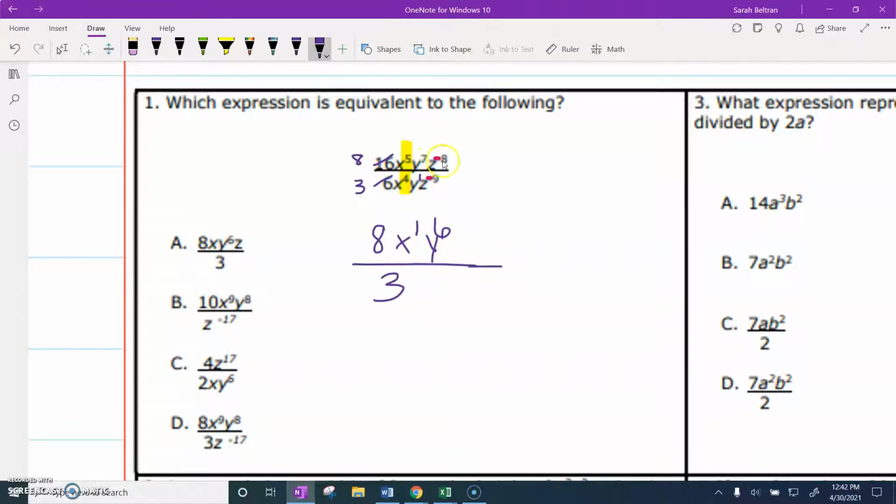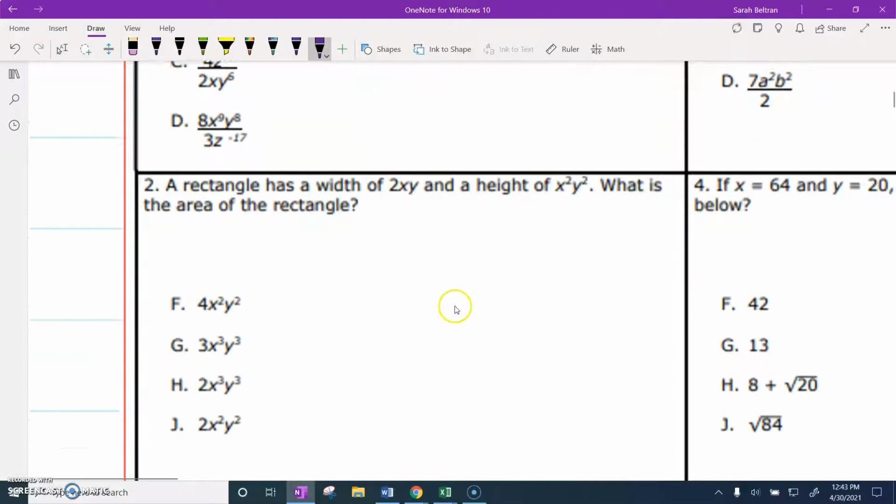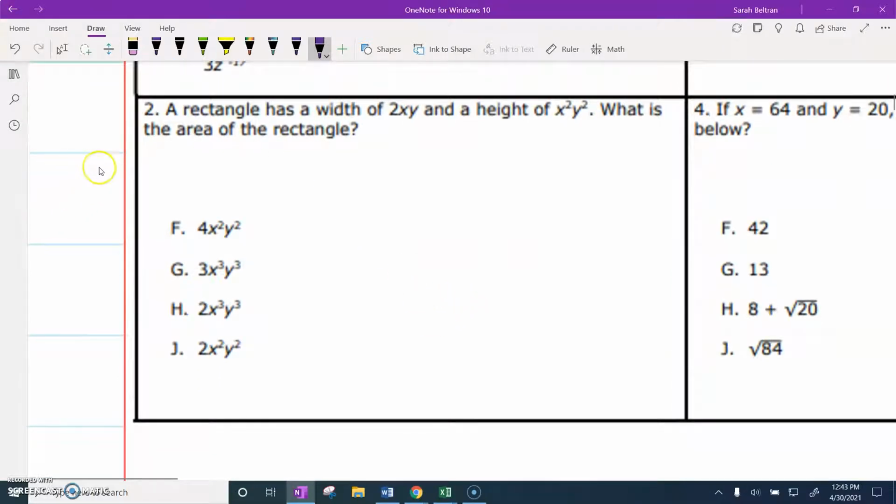All right, and then we've got z to the -8 minus -9. So -8 minus -9. Those turn into pluses. -8 plus 9 is just z. So let's take a look at our answer choices here. I see that answer A is going to be my correct choice. So go ahead and take a minute to do number 2.